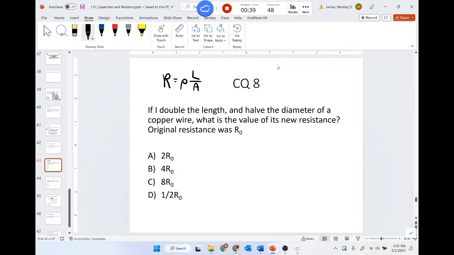Rho, length over area. This is a circular wire. So here's the thing for you all to remember, and I'll let you put the pieces together. Area for a circle is pi r squared. So this problem has a little bit more complexity than it may appear at first glance. By half the diameter, I'll let you think of the relationship between diameter and radius. And if I half the diameter, what does that mean? What am I doing to the radius then? I'll let you think about that. So, a few pieces to this puzzle.